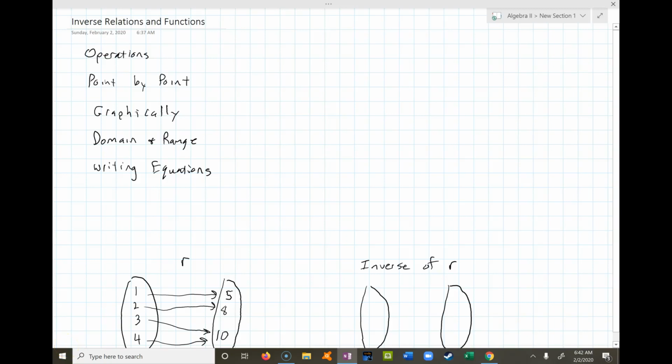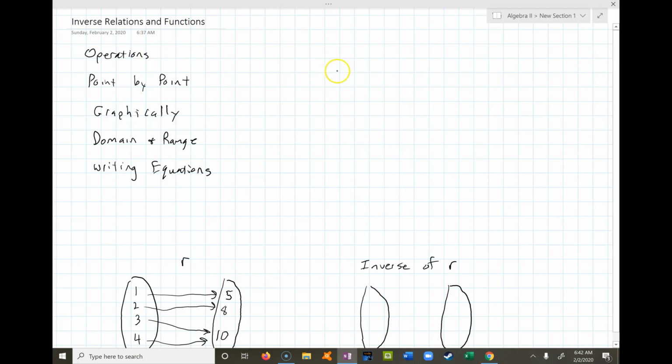So in this video, I'm going to talk about inverse relations and functions and how to spot them, how to find them, and just kind of what they are. So first of all, I'll start with something that we all know. At least I think you all know what an inverse operation is.